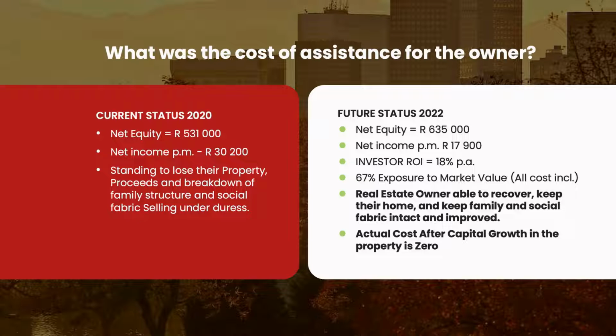Whilst the homeowners were able to recover, the investor enjoyed an 18% return on investment per annum at only 67% exposure to market value, including all costs. In the end, the real estate owner was able to recover, retain their home, and improve their family's social fabric. As a result of this process, the homeowners actually incur no costs due to the capital growth in their property. This also explains the cost to the owner on that transaction.